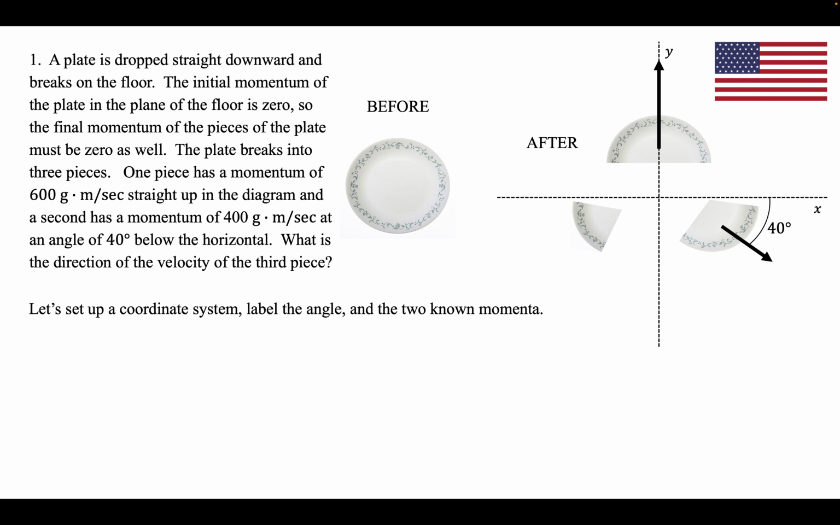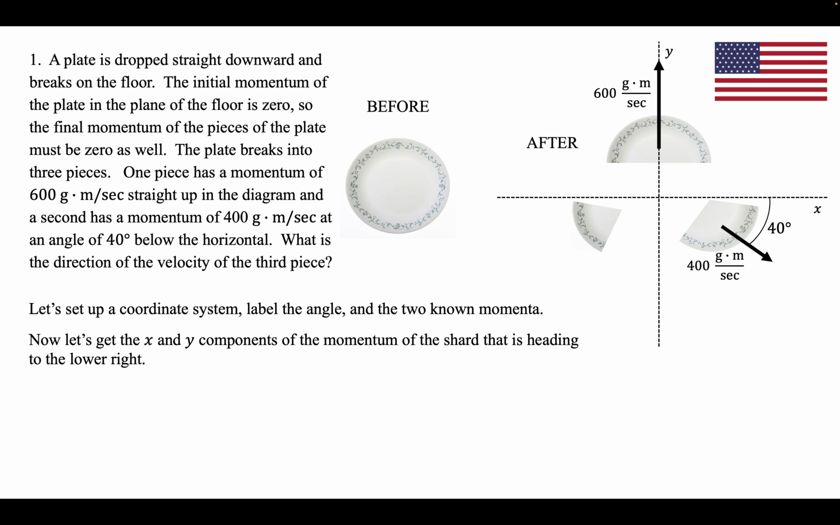But let's start. Draw a coordinate system, x, y axes, label the angle and the two known momenta. 600 gram meters per second straight along the positive y-axis, 400 gram meters per second, 40 degrees below the positive x-axis. Now we're going to get the components of this momentum. That we know is 600 along the y. How much of this is x and how much of this is y?